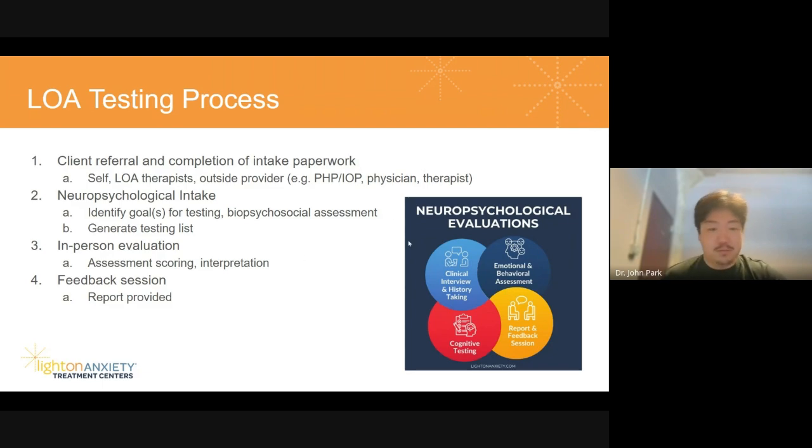This infographic was grabbed just from the Neuropsych assessments page on the Light on Anxiety portal. I think it's a very clean way to show what this process looks like.